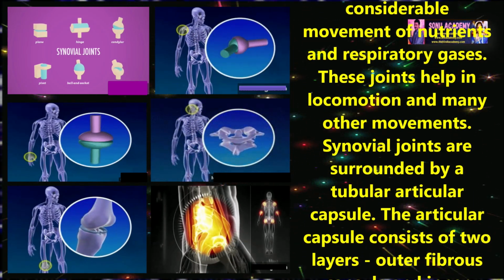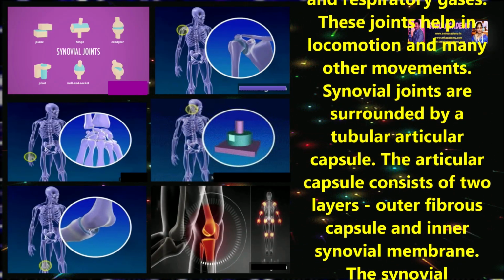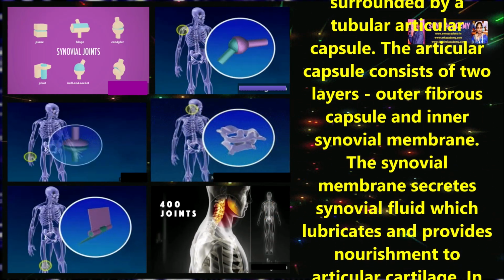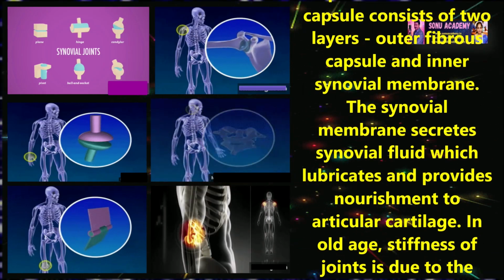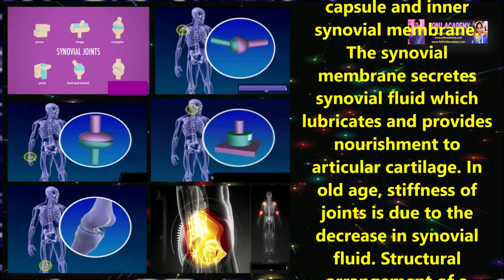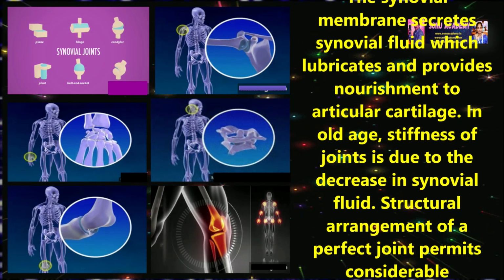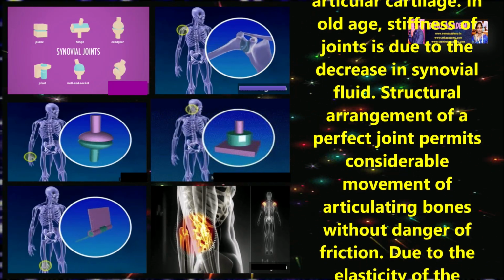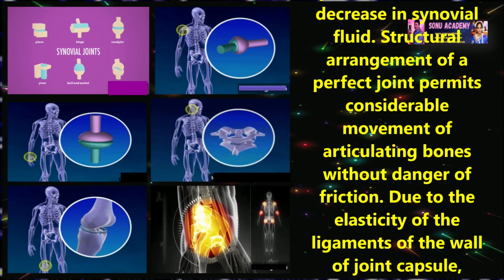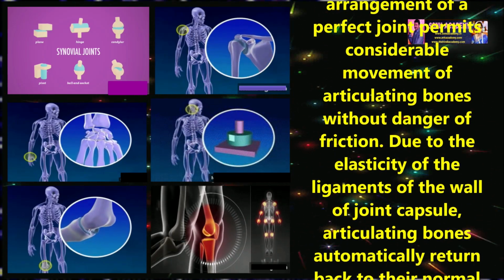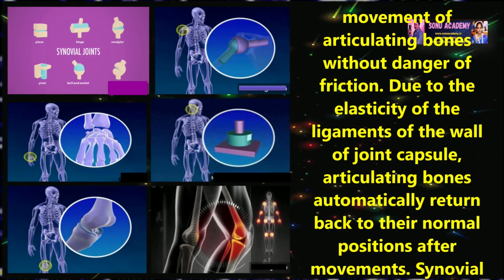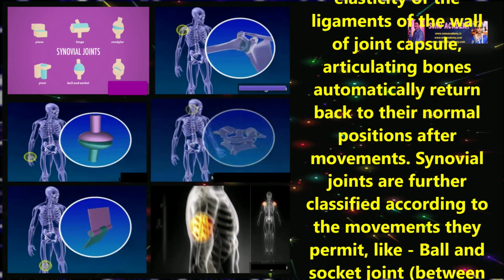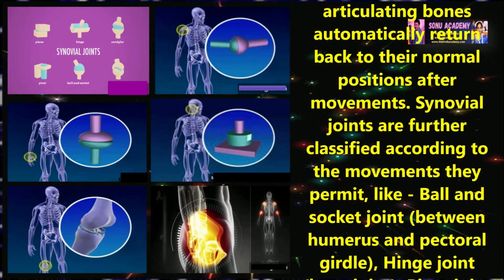The synovial joints are surrounded by a tubular articular capsule. The articular capsule consists of two layers: the outer fibrous capsule and the inner synovial membrane. The synovial membrane secretes synovial fluid, which lubricates and provides nourishment to the articular cartilage. In old age, stiffness of joints is due to the decrease in synovial fluid. The structural arrangement of a perfect joint permits considerable movement of the articulating bones without danger of friction. Due to the elasticity of the ligaments of the joint capsule, the articulating bones automatically return to their normal position after movements.